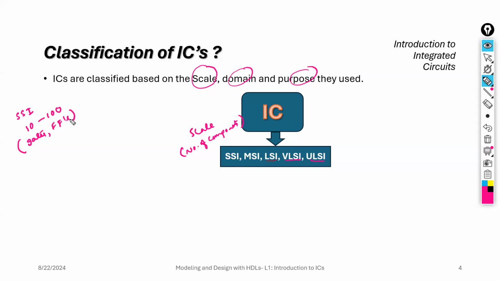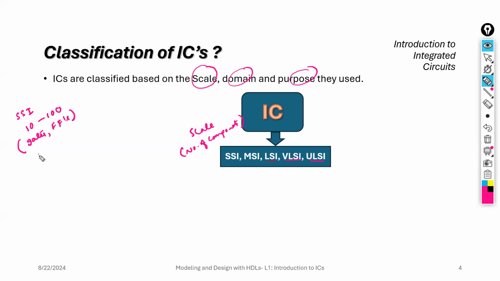Because the simple gates and the flip-flops don't require more than 100 transistors, right? Below 100 transistors only. When we go to a laboratory, for example, any digital logic design laboratory, you'll see the small ICs that you can see, right? Those ICs are integrated based on the small scale methodology. It doesn't require many more steps involved in it.